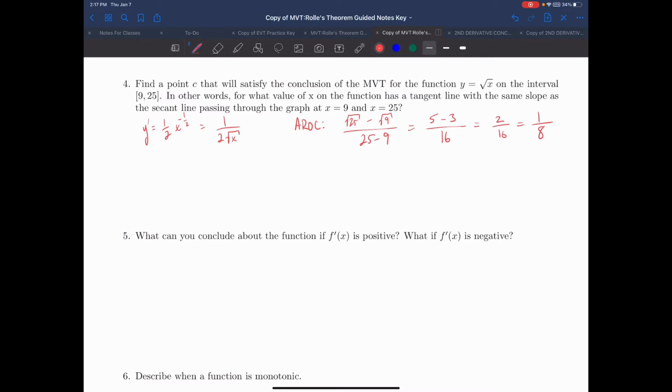So then we're looking for a point C that will satisfy this. So all I have to do is take the derivative and set it equal to the average rate of change. So I will change that to a C in this case. So this is 1/2 root C equals 1/8. And we just solve this, and that C value will be our value. So this would be 8 equals 2 root C. Divide by 2 and you get 4 equals root C. And then we just square this. So C equals 16.